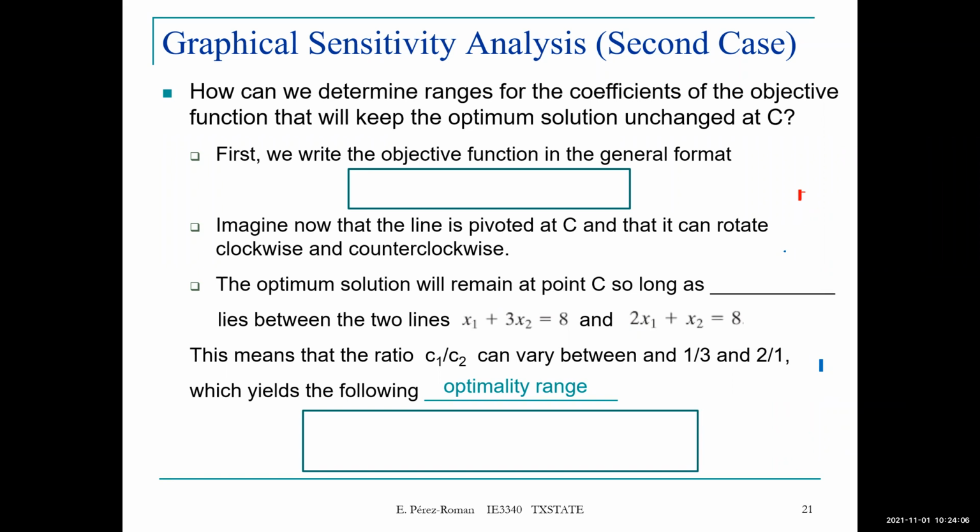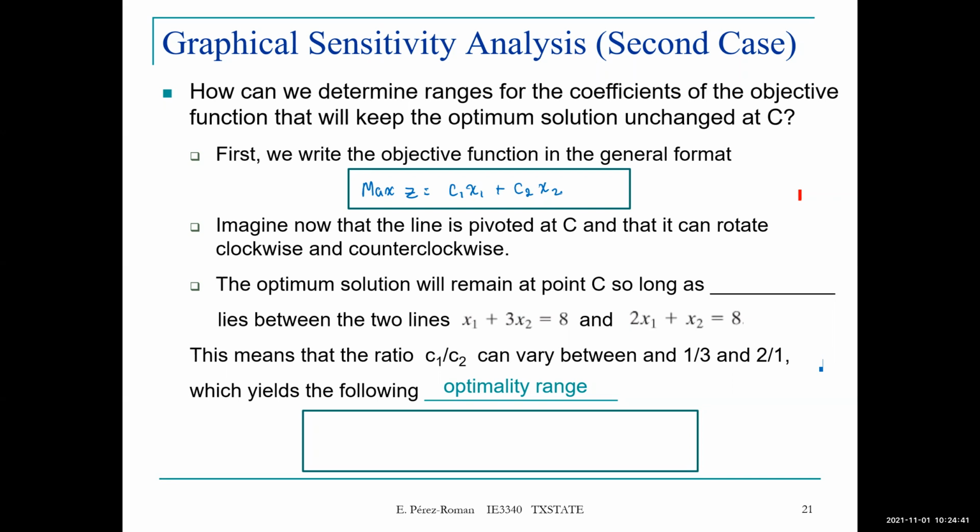Okay, so first we write the objective function in general form. That will be maximize Z equals C1 X1 plus C2 X2. So C1 and C2 are representing coefficients. This could be any number, 5, 12, any number. So I'm representing the number with coefficients C1 and C2.